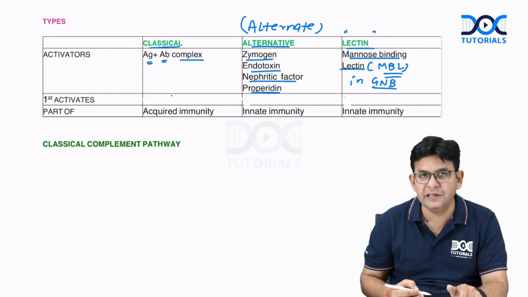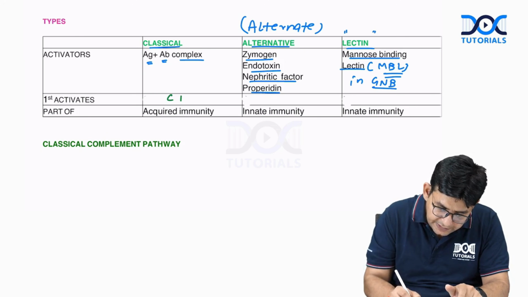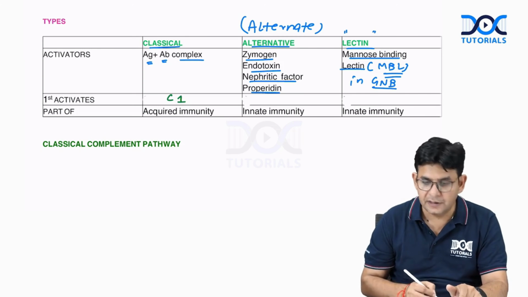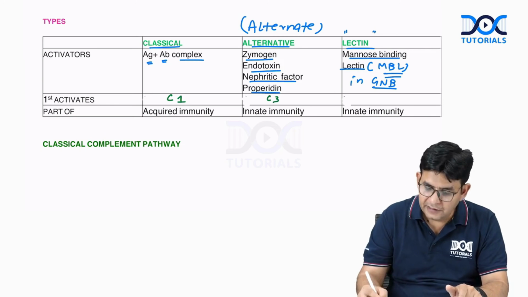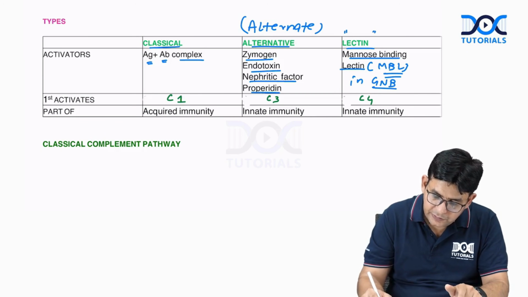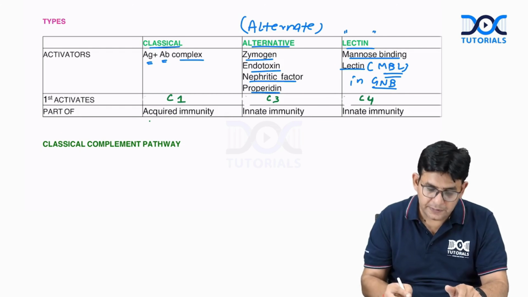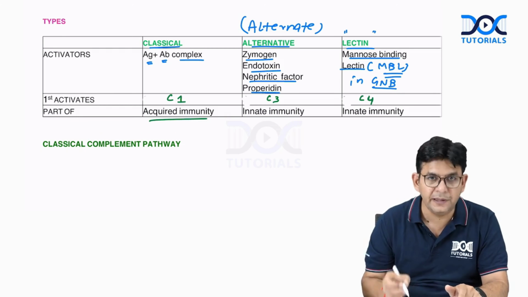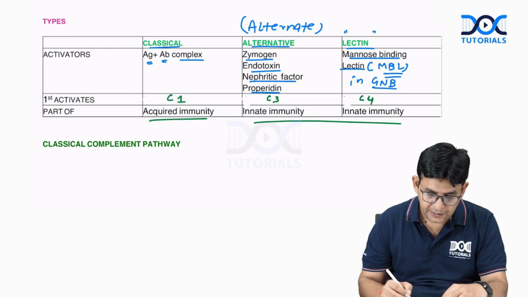What is the first complement involved in the classical pathway? C1. Whereas in the alternate pathway, the story starts from C3, and the lectin starts from C4. This you need to know first of all. In the starting, we already discussed that the classical is a part of acquired immunity and the rest of both are part of innate immunity. Now let's have a quick recap of the classical complement system.